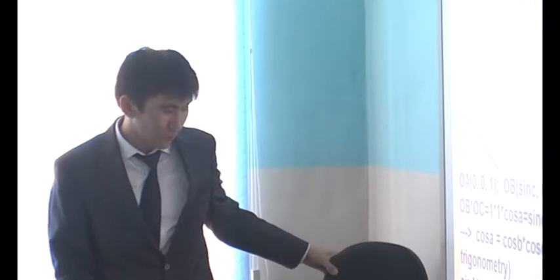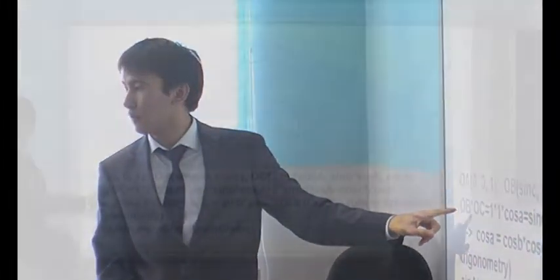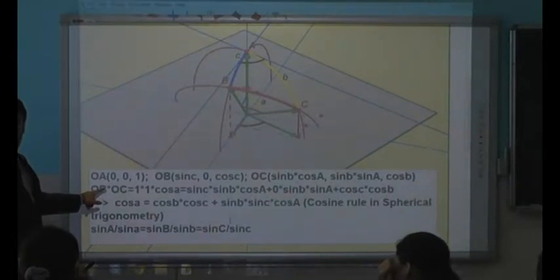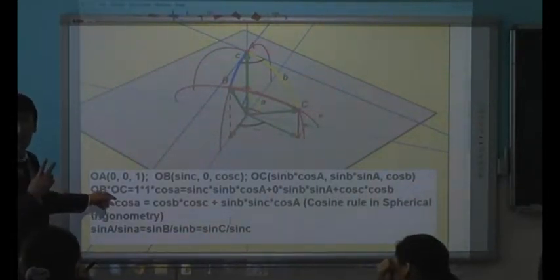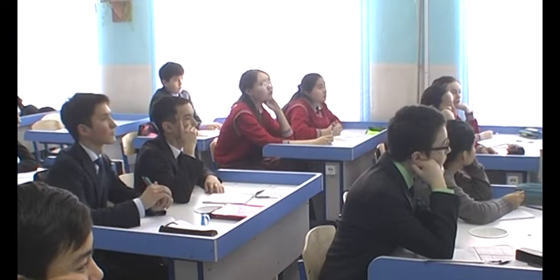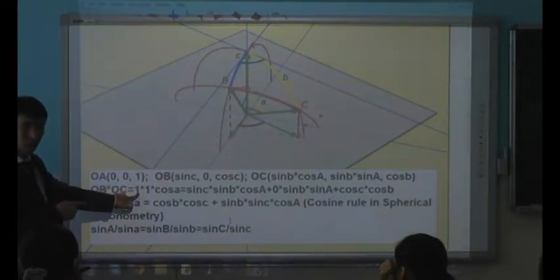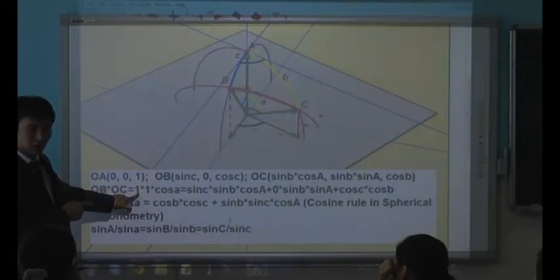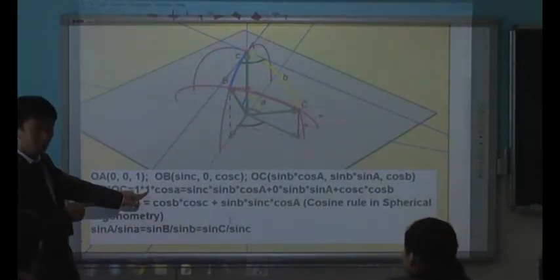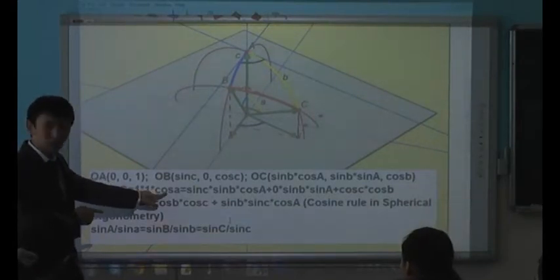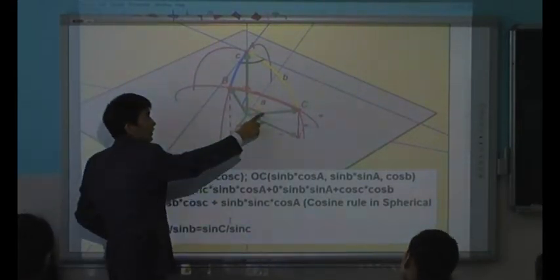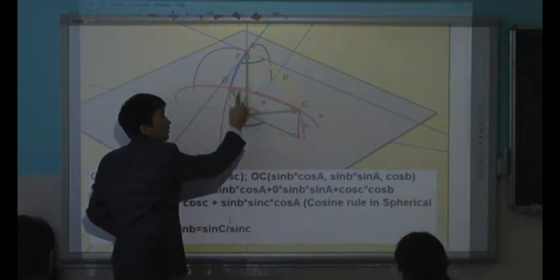Now, from the vectors we have learned about the vector product. How many formulas for the vector product do we have? Two formulas: one with the cosine of the angle between them, the second one by multiplying the corresponding components. The first one: OB times OC is the length of OB, which is 1 as it's a unit sphere, times the length of OC, which is 1, times the cosine of the angle between OB and OC, that's A, this red arc.